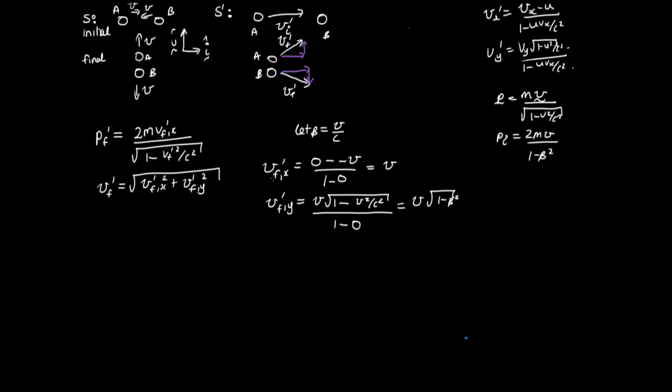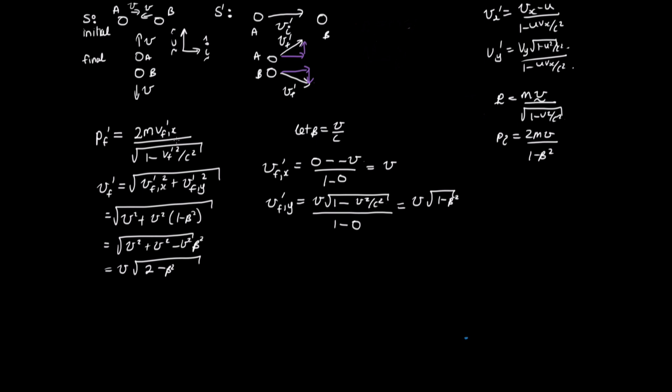Okay, so now we've got these two components, we are going to substitute them into here. So this is equal to the square root of v squared plus this thing squared, which is v squared times 1 minus beta squared, and then when we have the square root and we square it, we get rid of the square root. So this is equal to the square root of v squared plus v squared minus v squared beta squared. So we can pull the v squared out the front and it becomes a v. So that's v times the square root of 2 minus beta squared. So we've worked out now what goes in here.